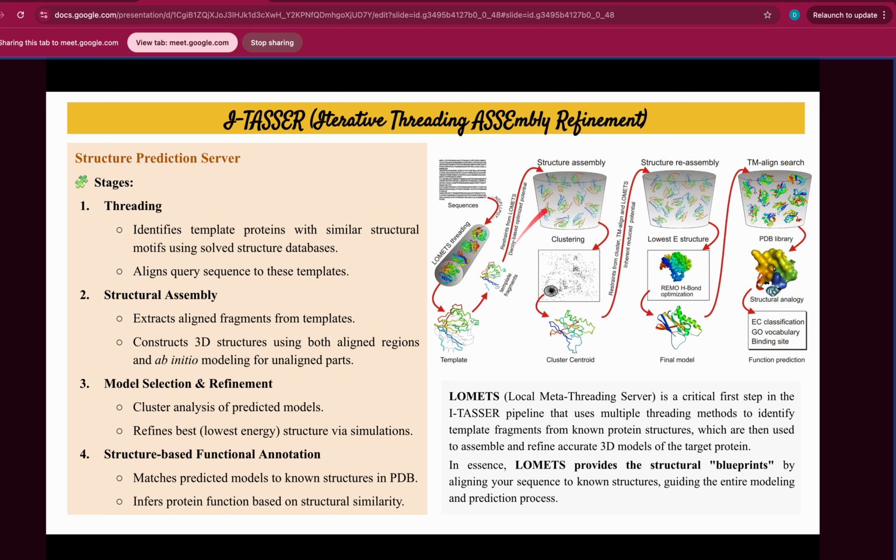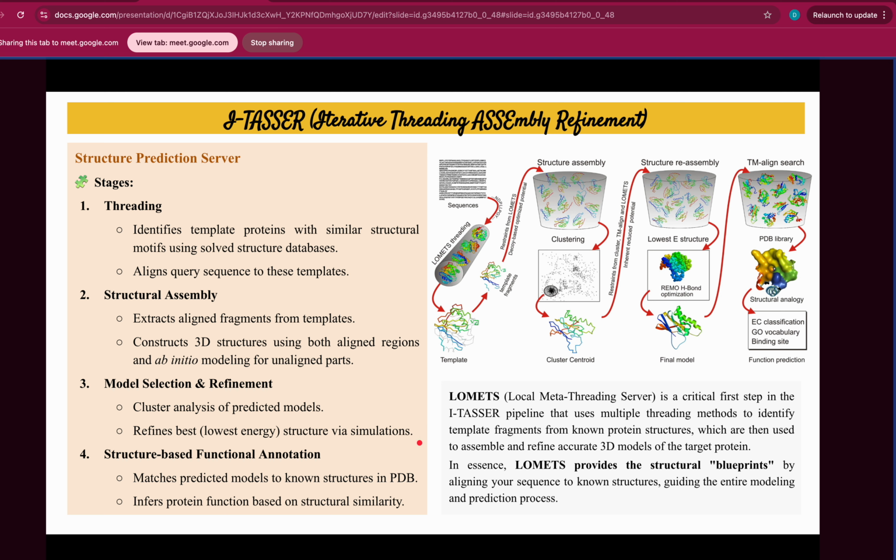And then next thing, so this is the structure assembly. We'll do clustering and then structure reassembly, then lowest E structure. So that means lowest energy structure is chosen, and then optimizations are done to get the final model. So in this, cluster analysis of predicted model is done, in which different folds are clustered and then we combine them to get that fold which is in the lowest energy state.